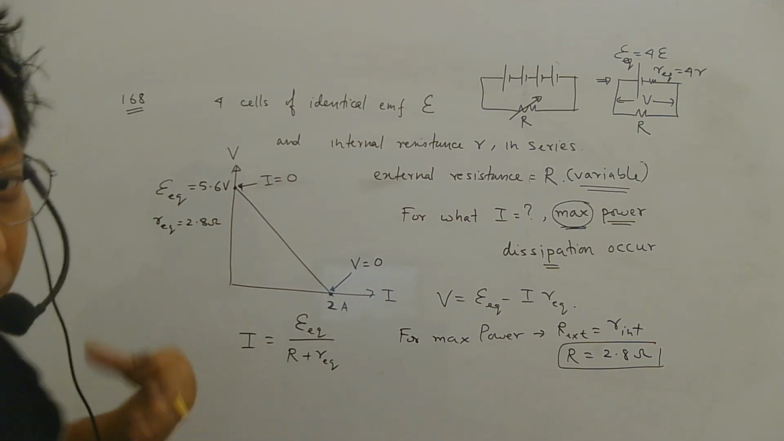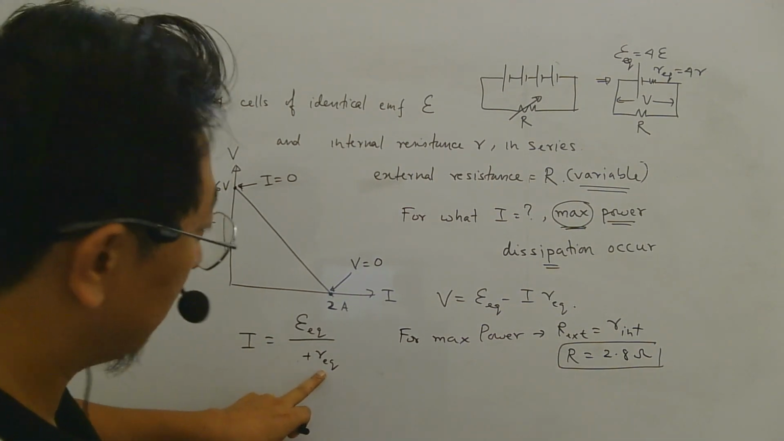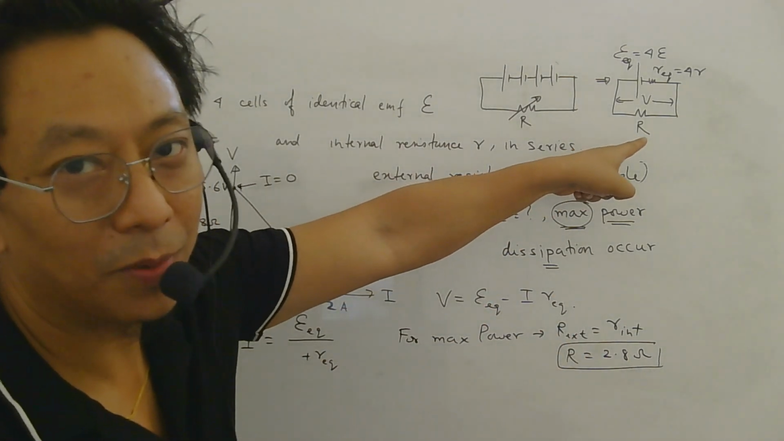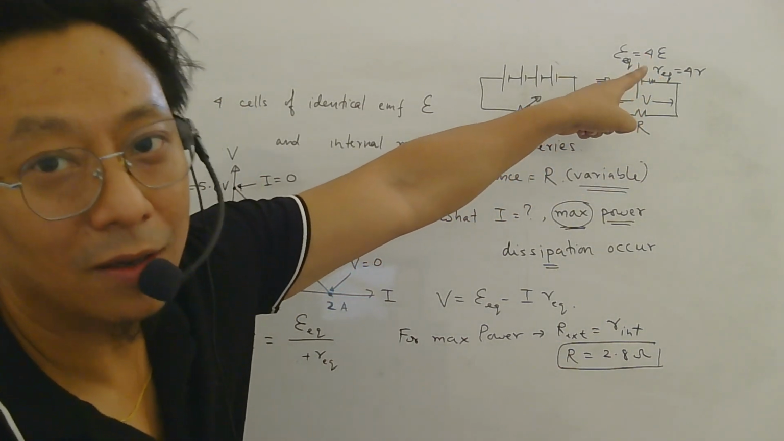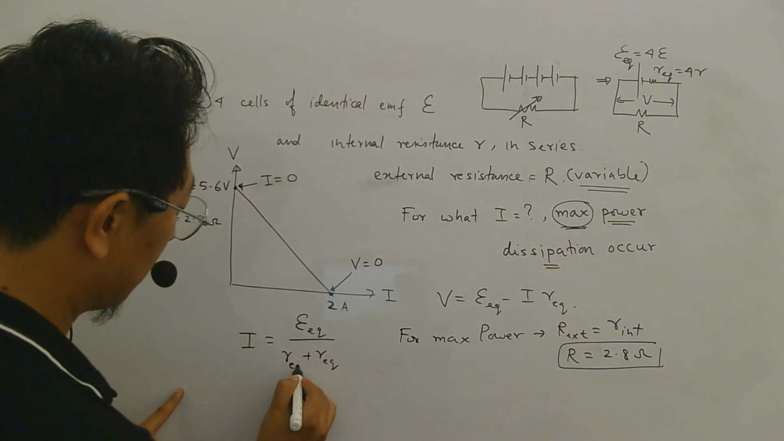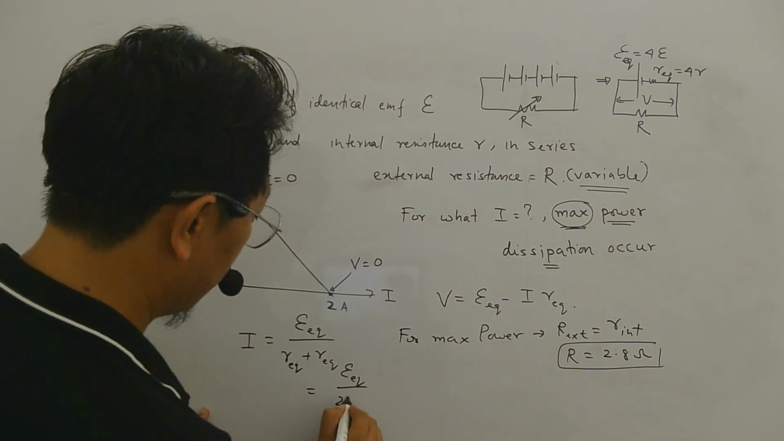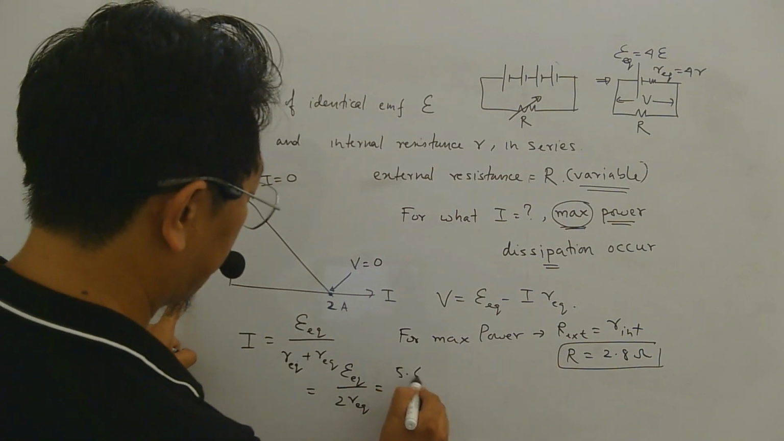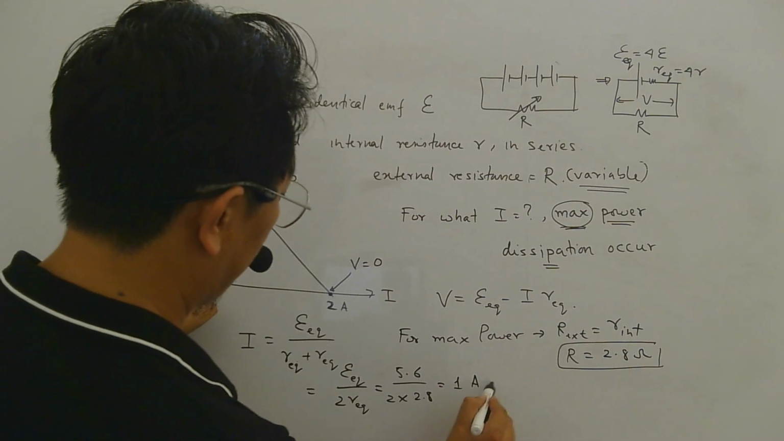But they want current when the power is maximum, and maximum power happens when R equivalent internal is equal to R equivalent external. But here there is only one capital R in the external circuit. So capital R must be equal to R equivalent of internal resistance. So current will be E equivalent divided by 2 times R equivalent. E equivalent is 5.6, 2 into R equivalent is 2.8. So this will be 1 ampere, right?